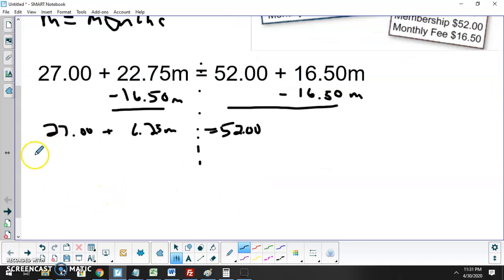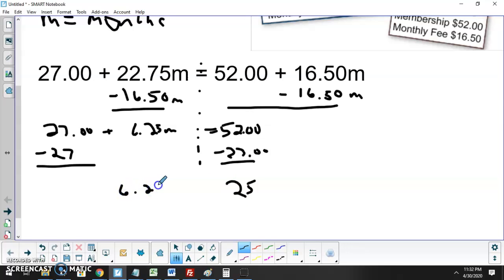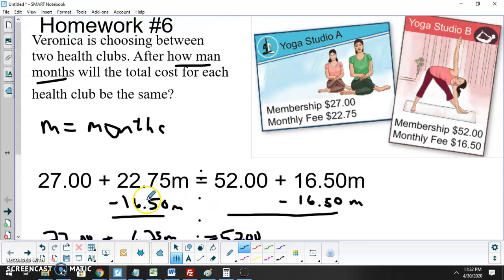So what do we do first in our two-step? Well, you undo addition or subtraction. So here you're undoing addition, so you're subtracting 27 from both sides. 52 minus 27 is equal to 25. And then you just have a one step left to go. It's connected by multiplication, this 6.25 times m. So if you divide by 6.25, you'll get 4. So the number of months for them to be equal in cost is 4.